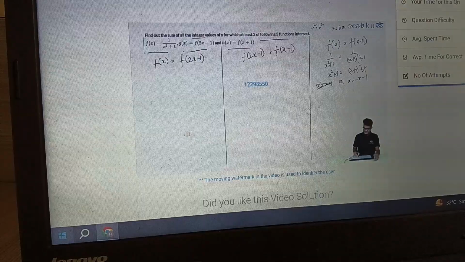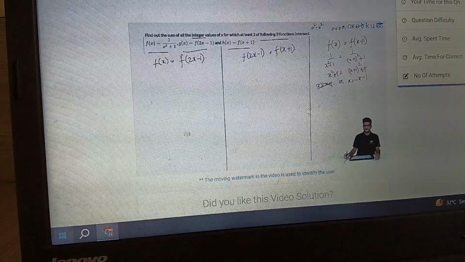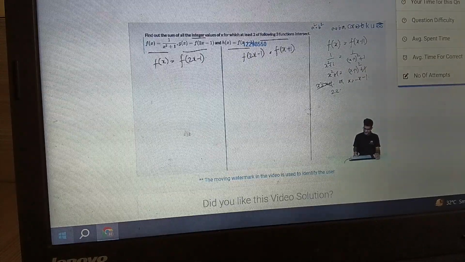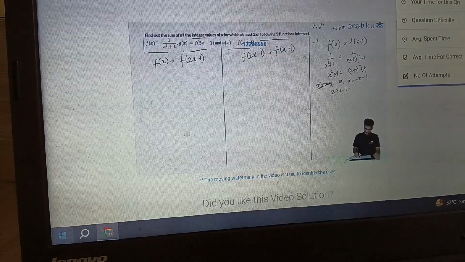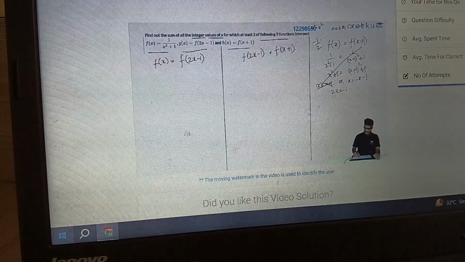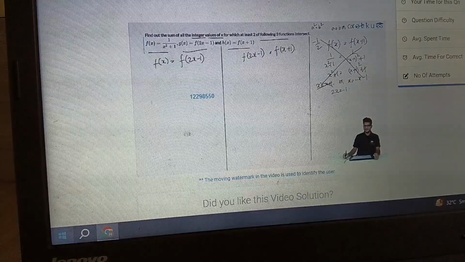The first case is clearly not possible, because if you cancel x from both sides, you are going to get 0 is equal to 1, which is not true. So that's a clear contradiction. In the second case, you would want 2x to equal minus 1, or x has to equal minus 1 by 2. We are only looking for integer values of x, so this entire case can be ignored. There is no integer value of x for which f of x is equal to f of x plus 1.